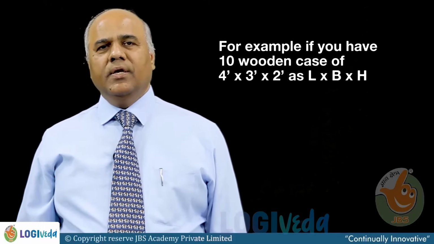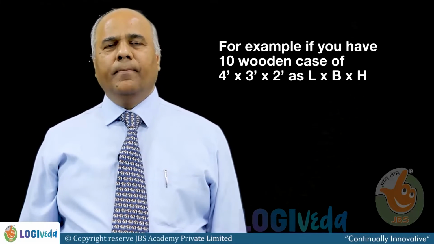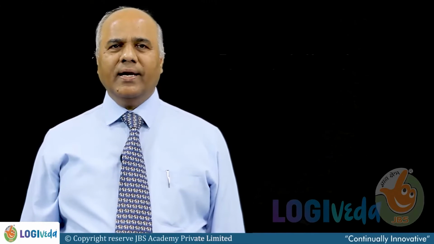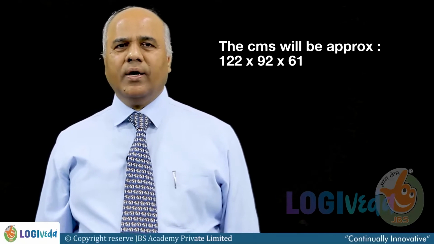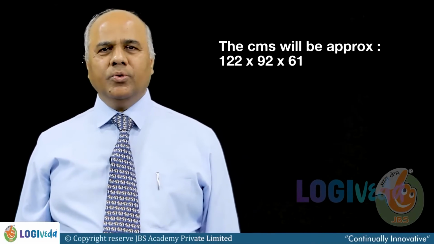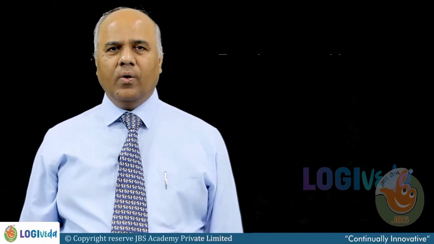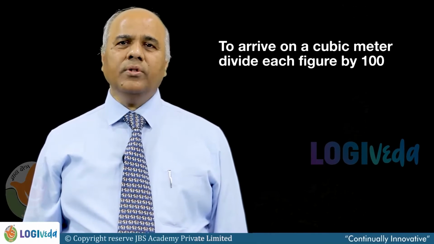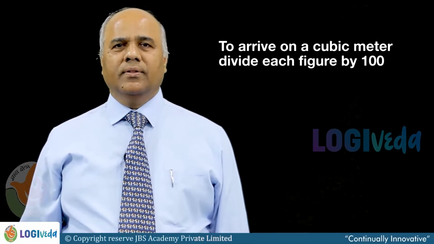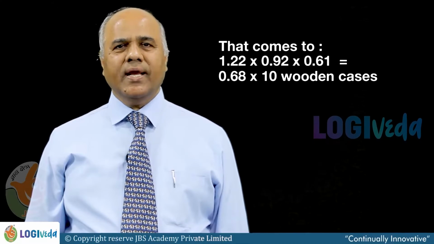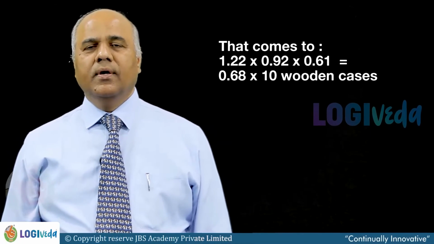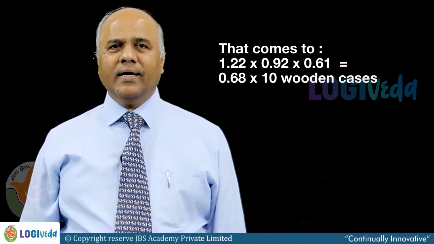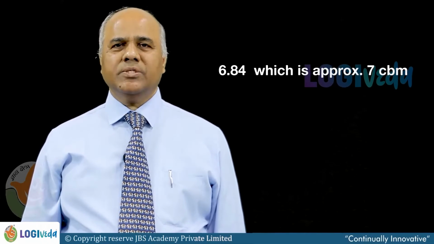For example, if you have a box of 4 feet by 3 feet by 2 feet, then you have to convert that into the centimeter, which comes to around 122 by 92 by 61 centimeters. Now, divide this by 100 to arrive at the cubic meter. That comes to 0.68 of a single box. Now, you have a 10 boxes shipment. So, multiply by 10 boxes, that comes to approximate 6.84.